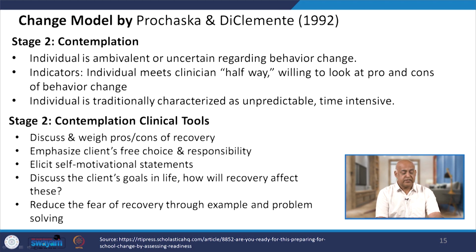In the contemplation stage, individuals are ambivalent or uncertain regarding the behavior change. Indicators: the individual meets the clinician halfway and is willing to look at the pros and cons of behavior change. Individuals are traditionally characterized as unpredictable and time intensive. Stage 2, contemplation clinical tools: discuss and weigh the pros and cons of recovery, emphasize the client's free choice and responsibility, and elicit self-motivational statements.